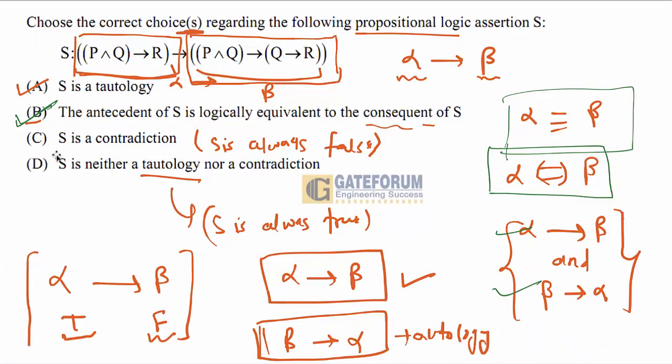So this is method 2. C is of course false, because if it is a tautology, then it can never be a contradiction, as it is always true. So D is also false.